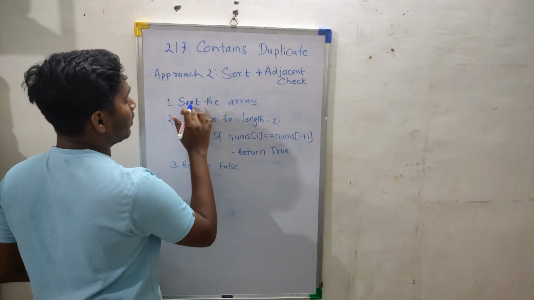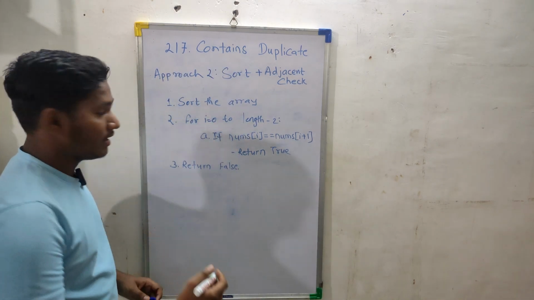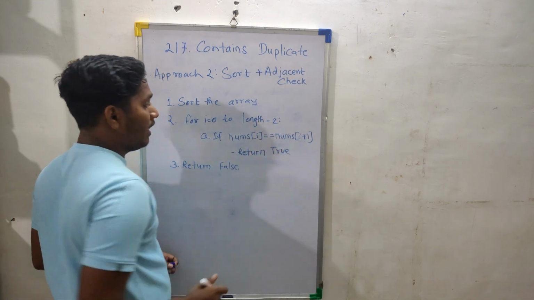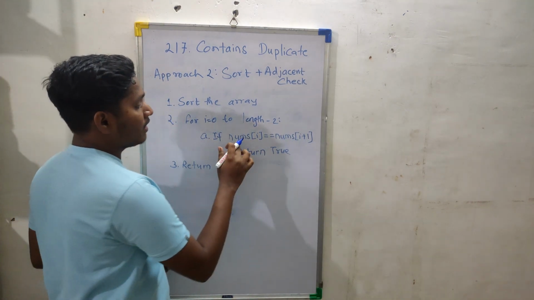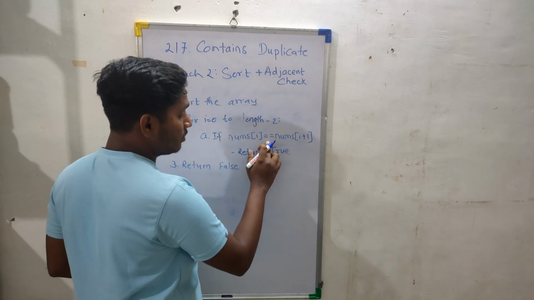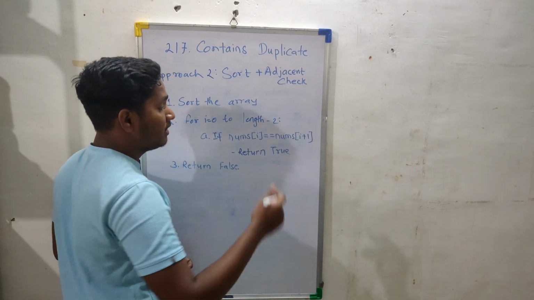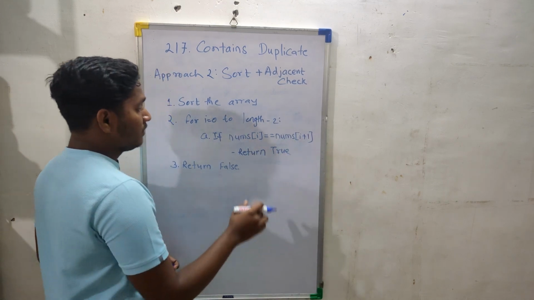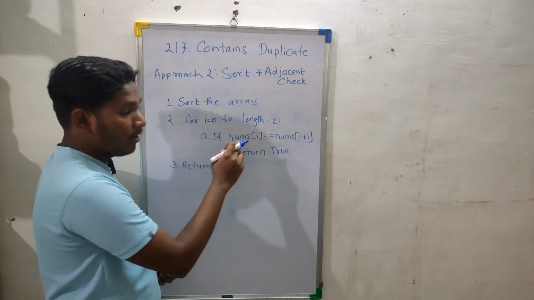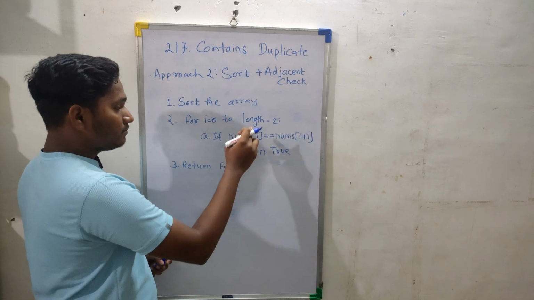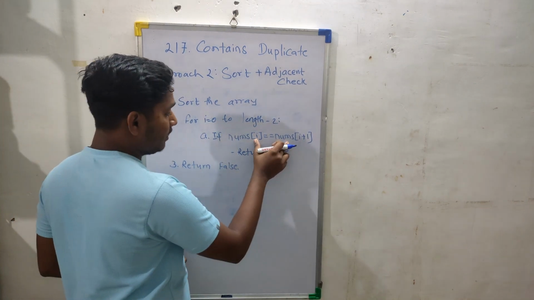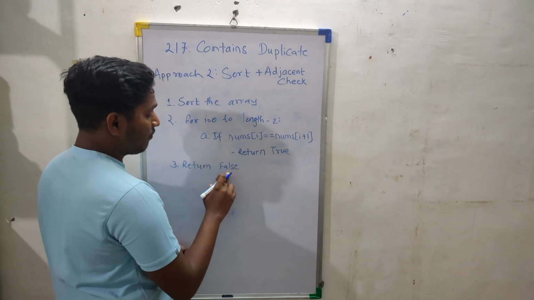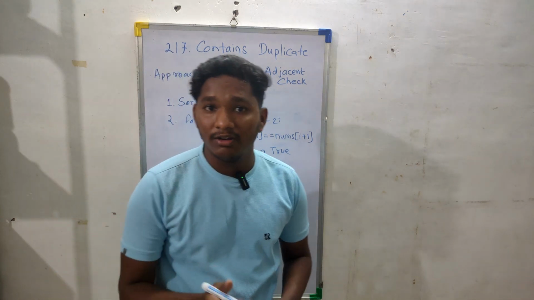In the first step we sort the array, and in the second step we run a for loop from i equal to 0 to length minus 2. In each iteration of this for loop we check whether nums of i is equal to nums of i plus 1 or not. If these are equal, we return true. If not, we continue the loop, and if we don't find a duplicate element we come out of the for loop and in the last step we return false, meaning we didn't find any duplicate element.